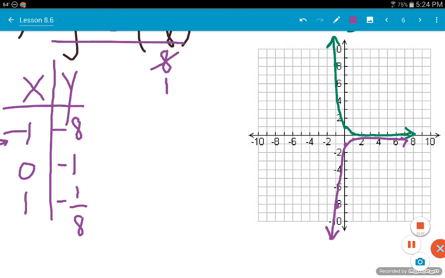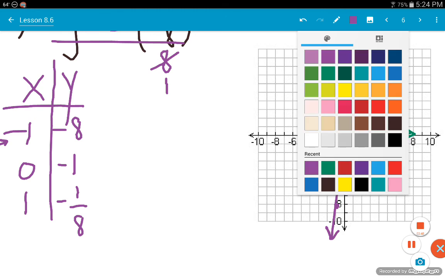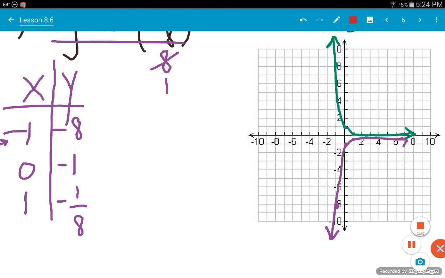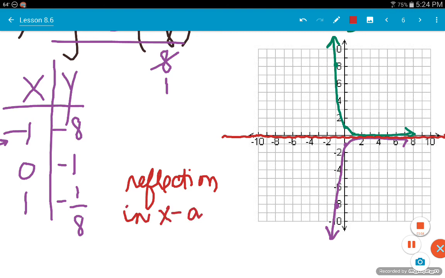So when I plot the points and graph it in, put the curved line in, you can see that they have the same shape. It's just that one is in the positive side of the graph, and the other's in the negative. So it is reflected over this right here. It's a mirror image. That thing that I just drew in red is the x-axis. So we call this reflection in the x-axis. Okay, same idea as 8.5. It's just now we're dealing with exponential decay functions, ones that are decreasing left to right instead of increasing left to right.